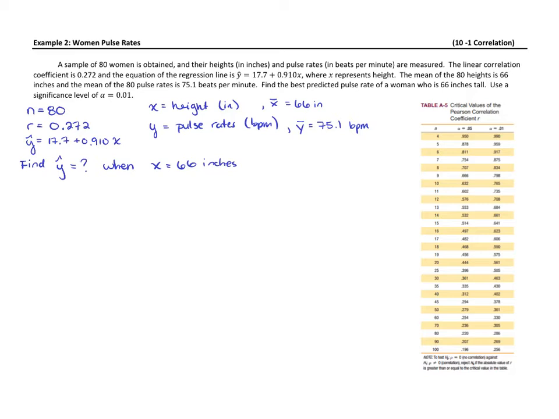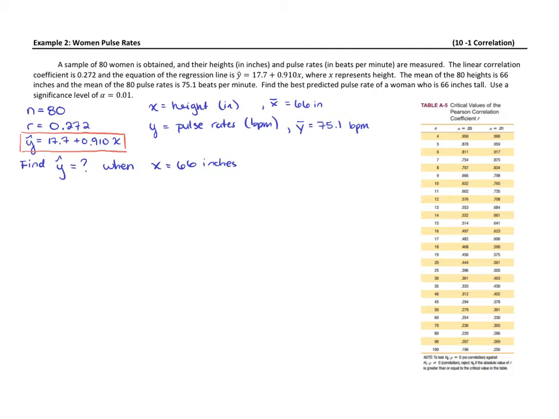So to answer this question, we have to take a look at a few things. The first thing is we've got this regression model. Okay, so typically what we would do is we would substitute in 66 for x in that formula and calculate y hat. Right? But you have to be really careful for these types of problems because you can't, well, you can, but you don't want to just substitute 66 into that regression equation unless you know for sure that women's height and pulse rates have a linear correlation between them.